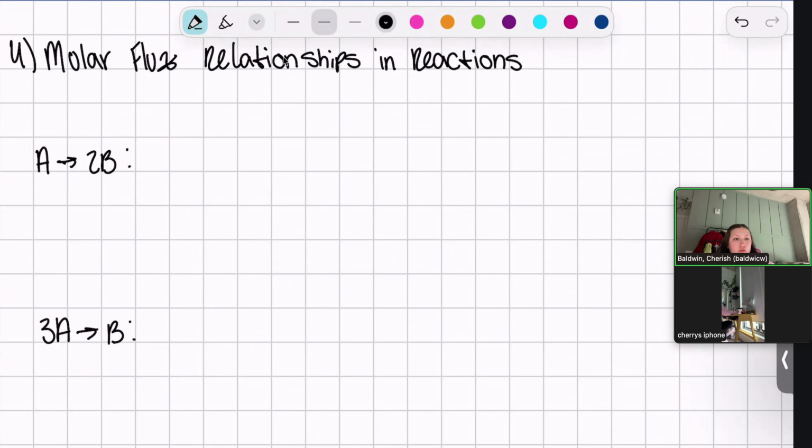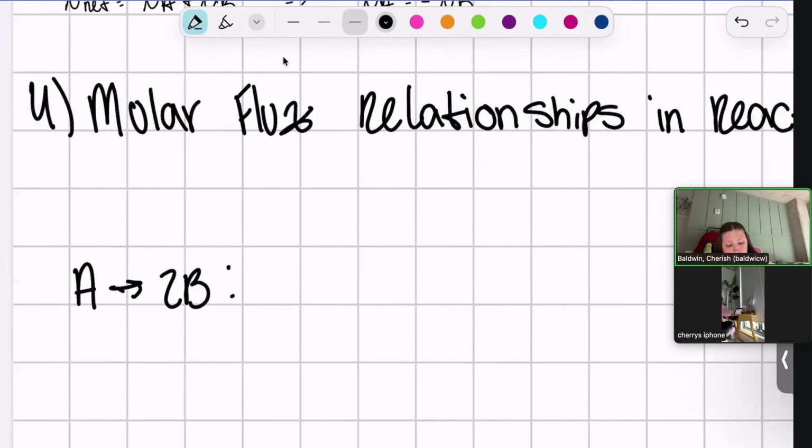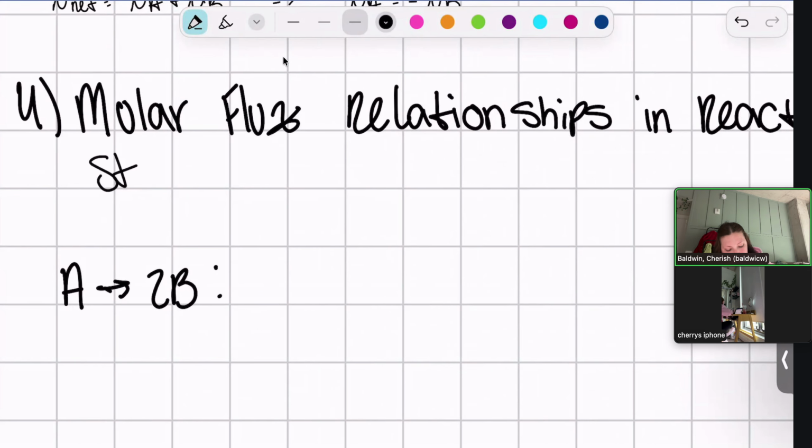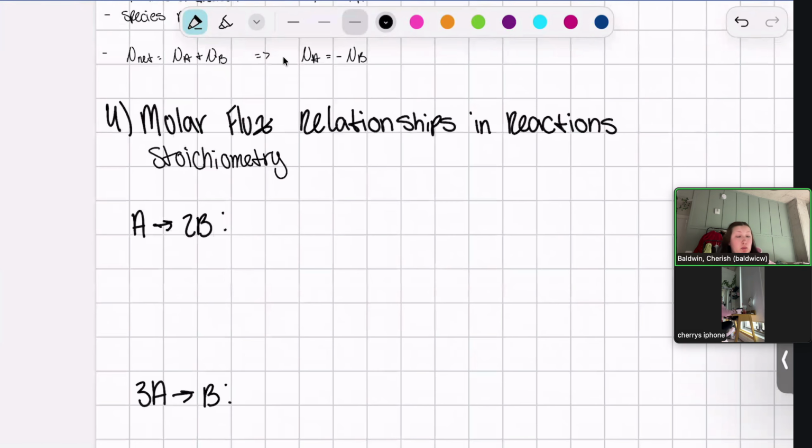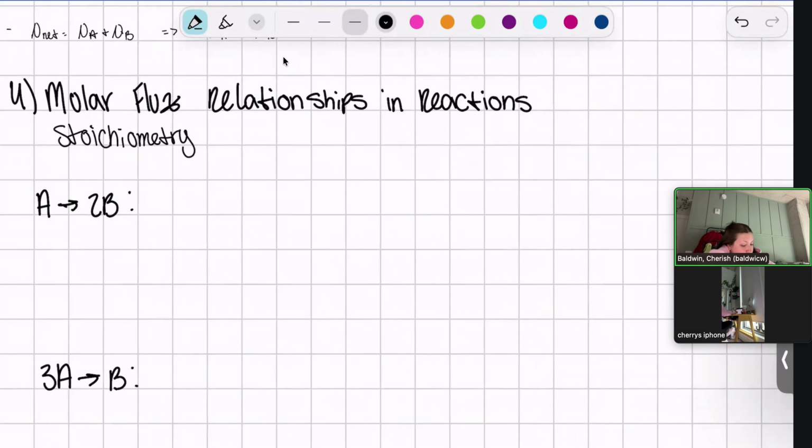This is homework 4A, part 4. Now we're going to look at molar flux relationships and reactions. This is simply calculated through stoichiometry, because with reactions, things have to go somewhere to remain constant, at steady state.